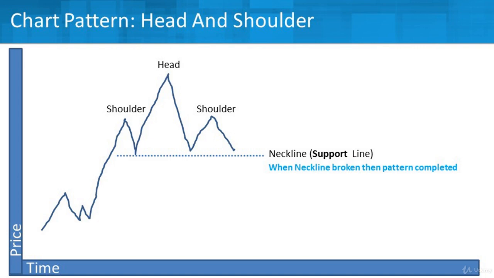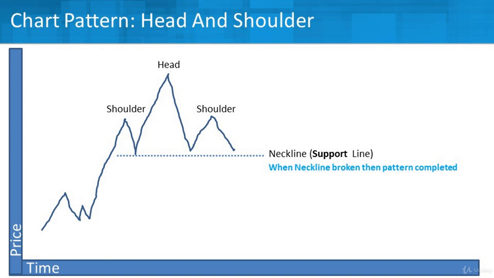Maybe I want to invest until I get to that next peak, where the two shoulders roughly equal each other, and then sell at that point as it comes back down in the head and shoulder pattern. Once the neckline is broken, by the way, the pattern is completed. That's when you're on new patterns, new trends. You might be in a rectangle. All things could happen at that point.